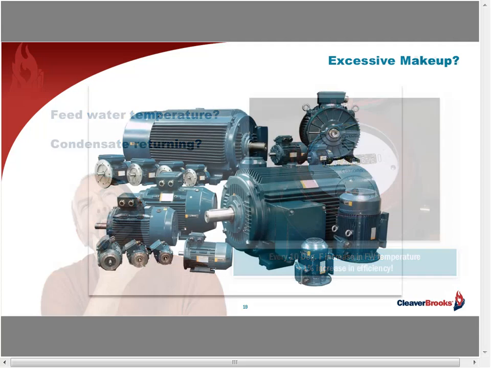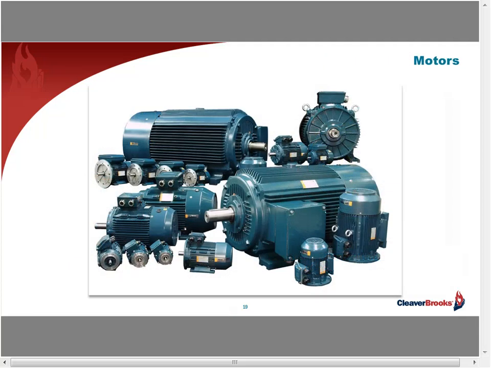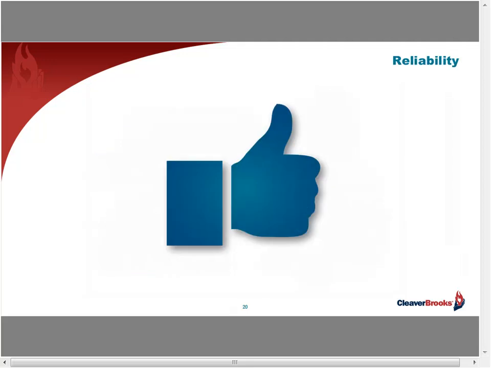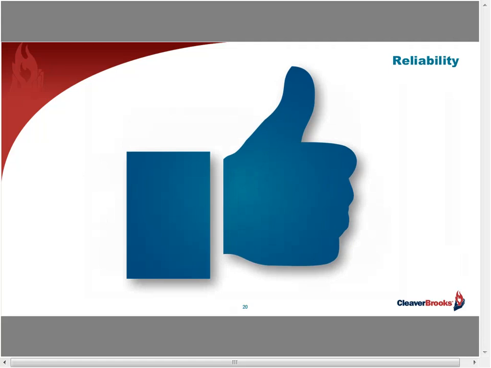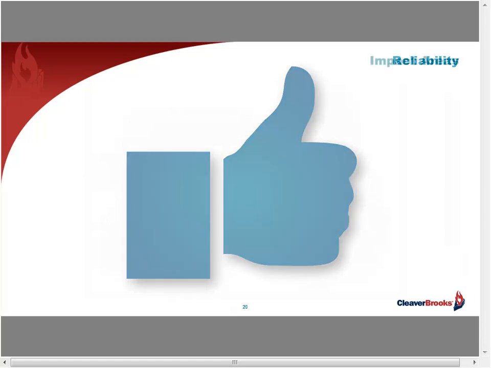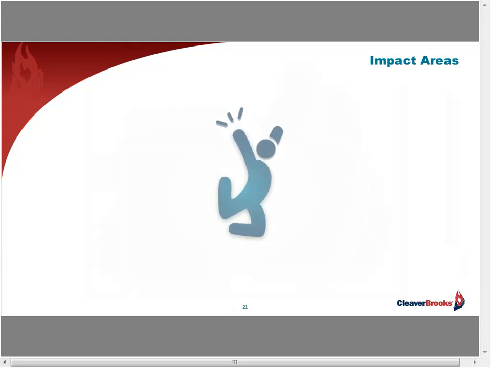And lastly, as far as efficiency is concerned, for today at least, we need to look at electrical consumption as it relates to the motors on our boiler and supporting accessories. We often find considerable waste in this area, and I'll be addressing that shortly when we talk about solutions. Okay, so enough for the efficiency impact areas. Now let's look at where we find waste relating to reliability, and of course, its impact areas.